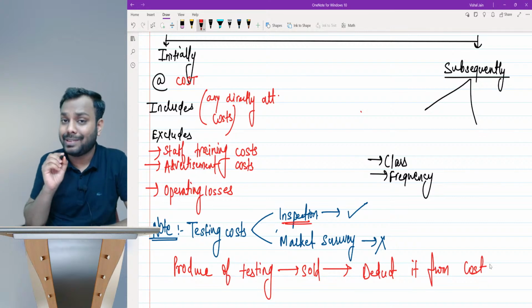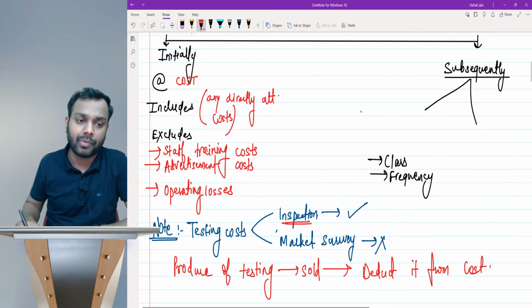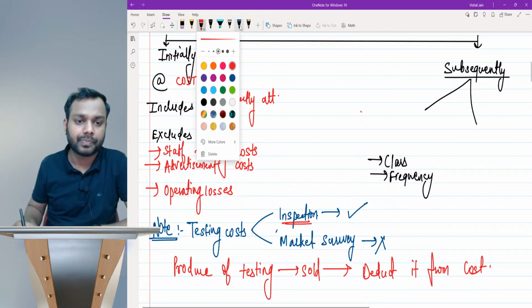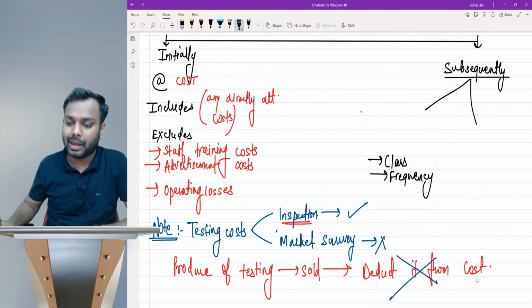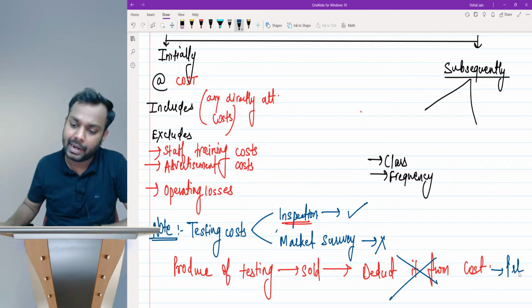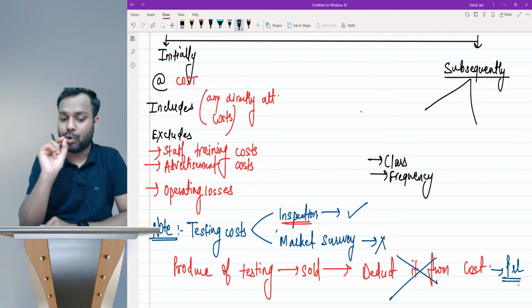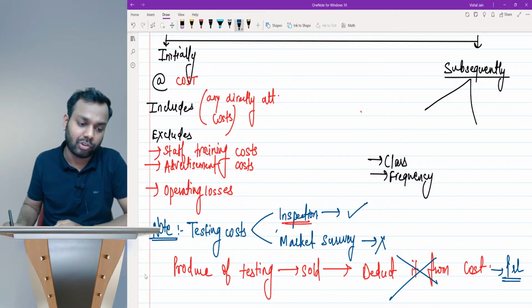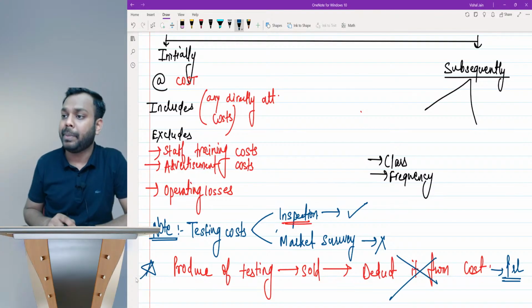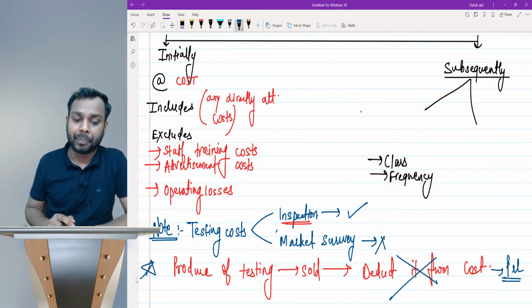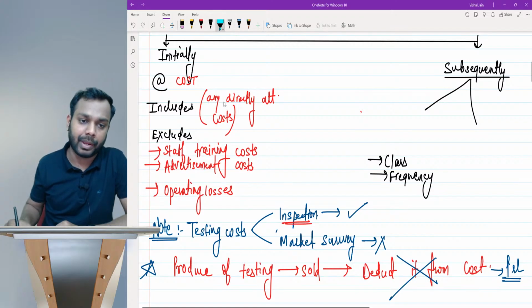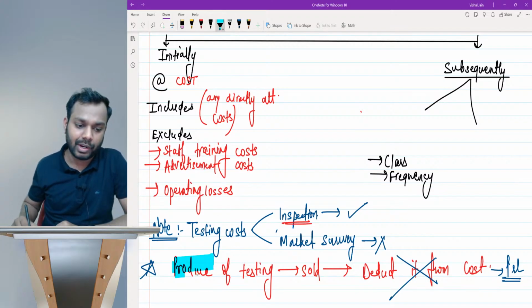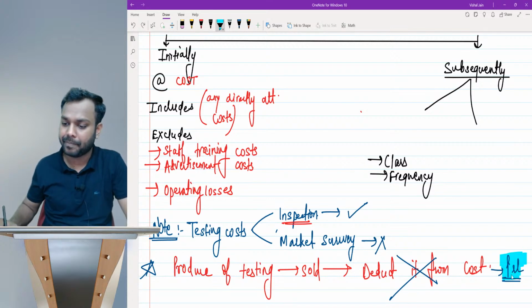But now this is an amendment that you do not need to deduct it from the cost. You should not do this. Rather, this should be transferred to P and L. This is an amendment, so a question might come on this topic. Be very careful, guys, in the exam. A question might come on this topic. Produce of testing when it is sold will be transferred to P and L. Is that clear to all?